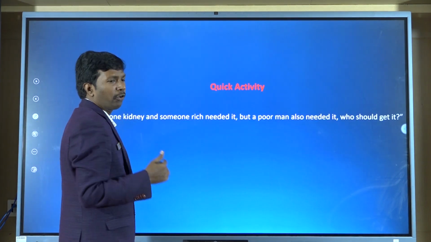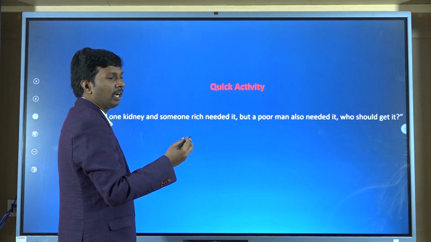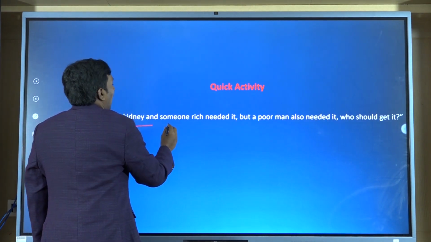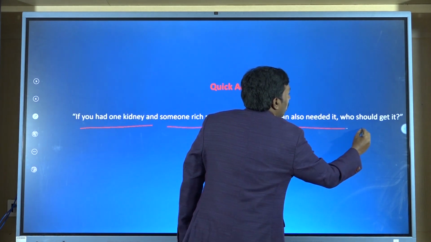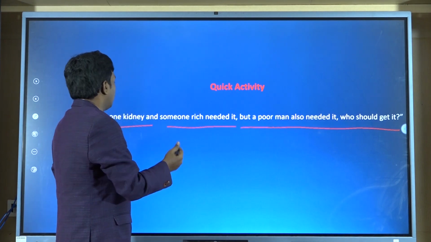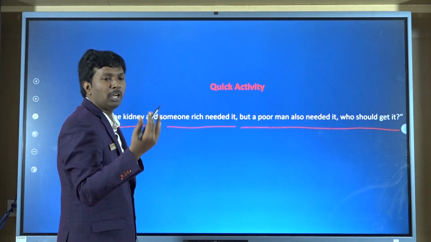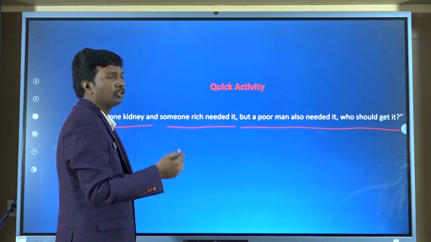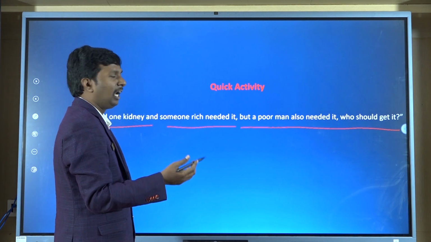So I have a quick activity. I am giving one question here. Think about this one, and we have to ask ourselves: if we had one kidney and someone rich needed it, but a poor man also needed it, who should get it? So this is a quick activity. Think about this question. If we had one kidney and a rich person needed it, and a poor person also needed it, who should get it? So this is the bioethical question. Think about this and answer it.